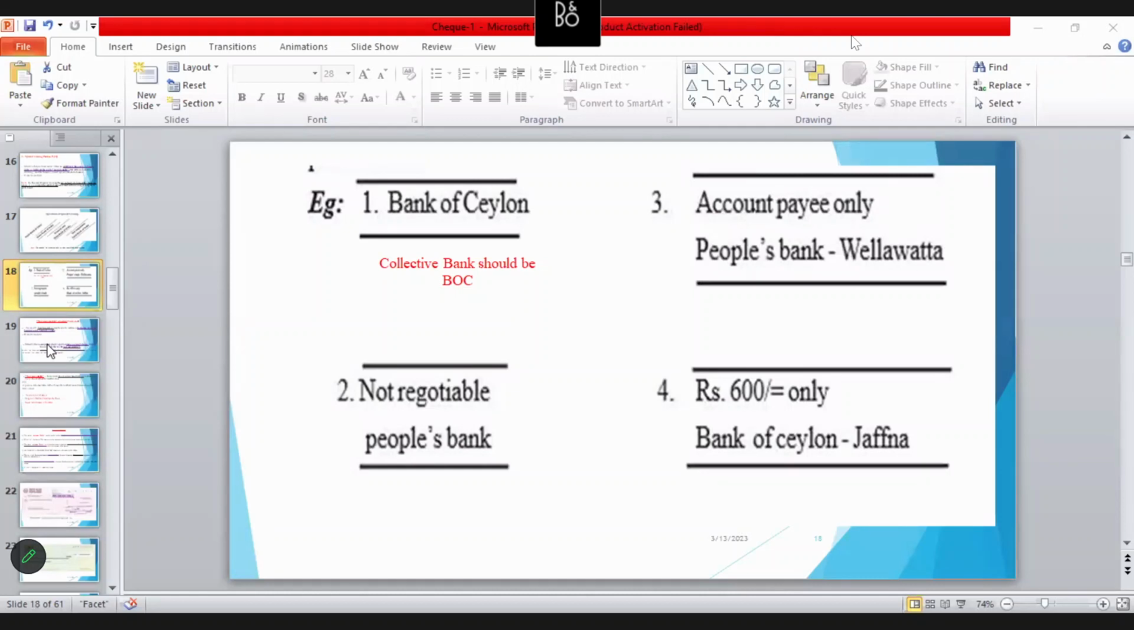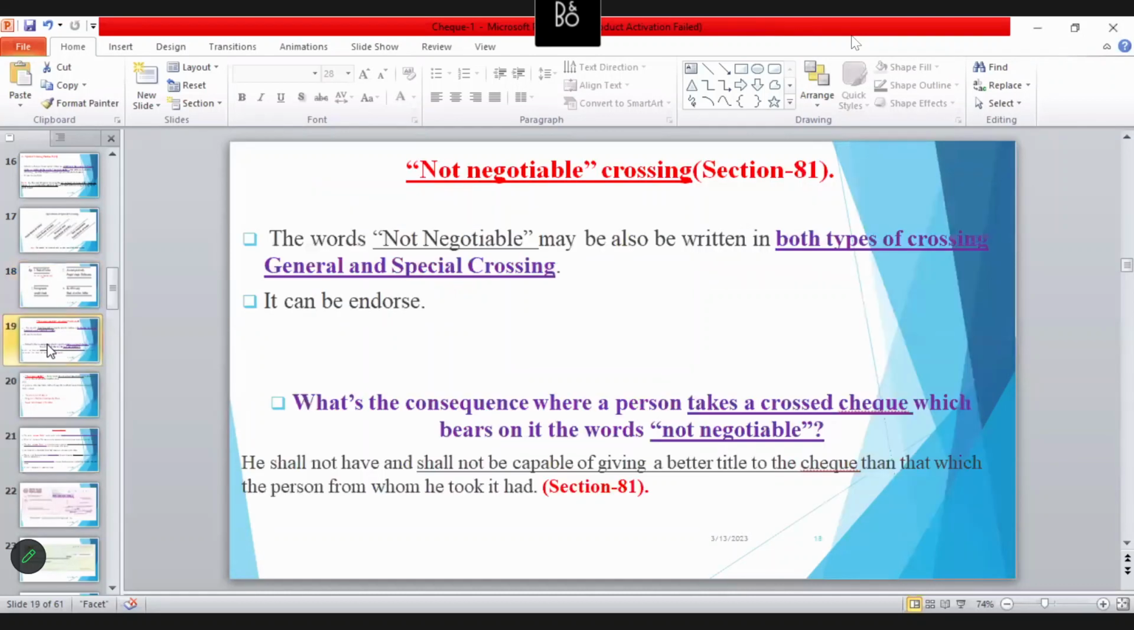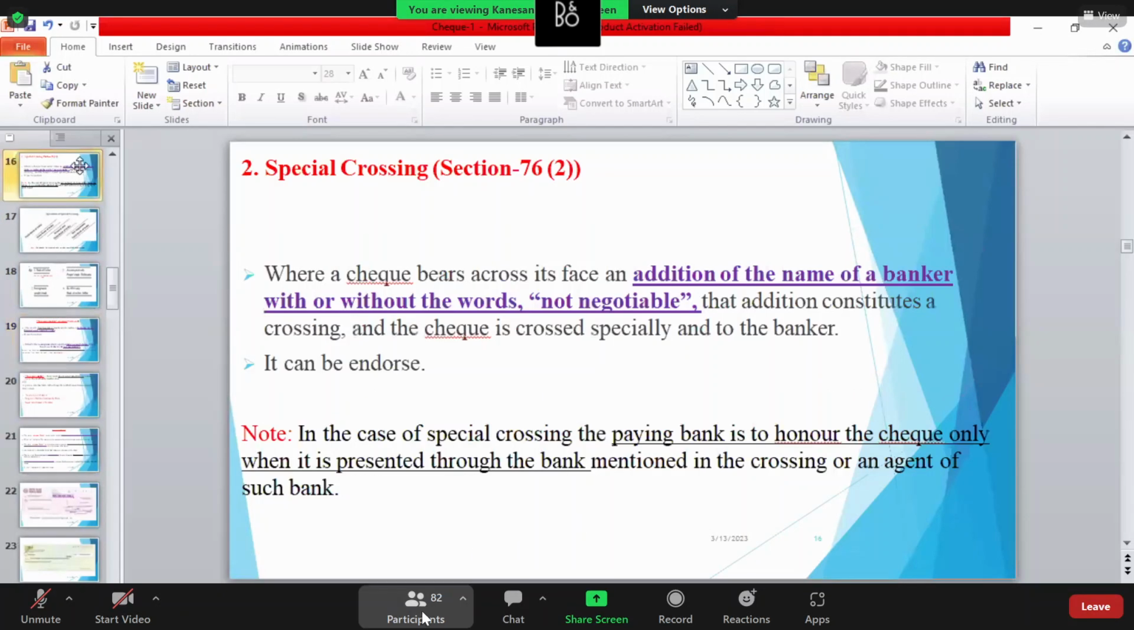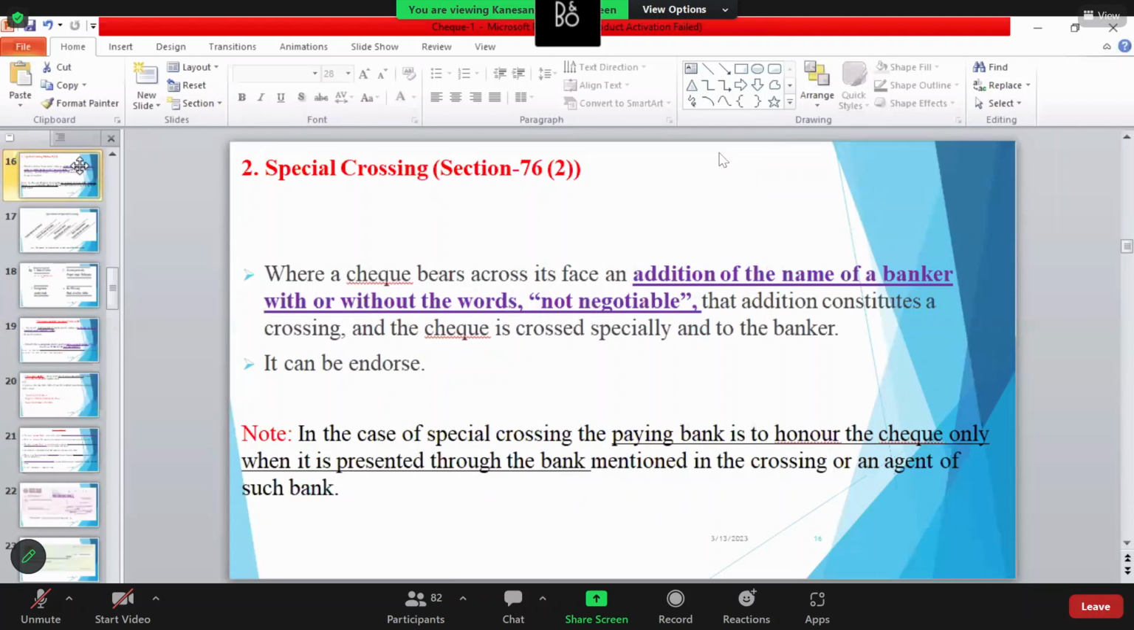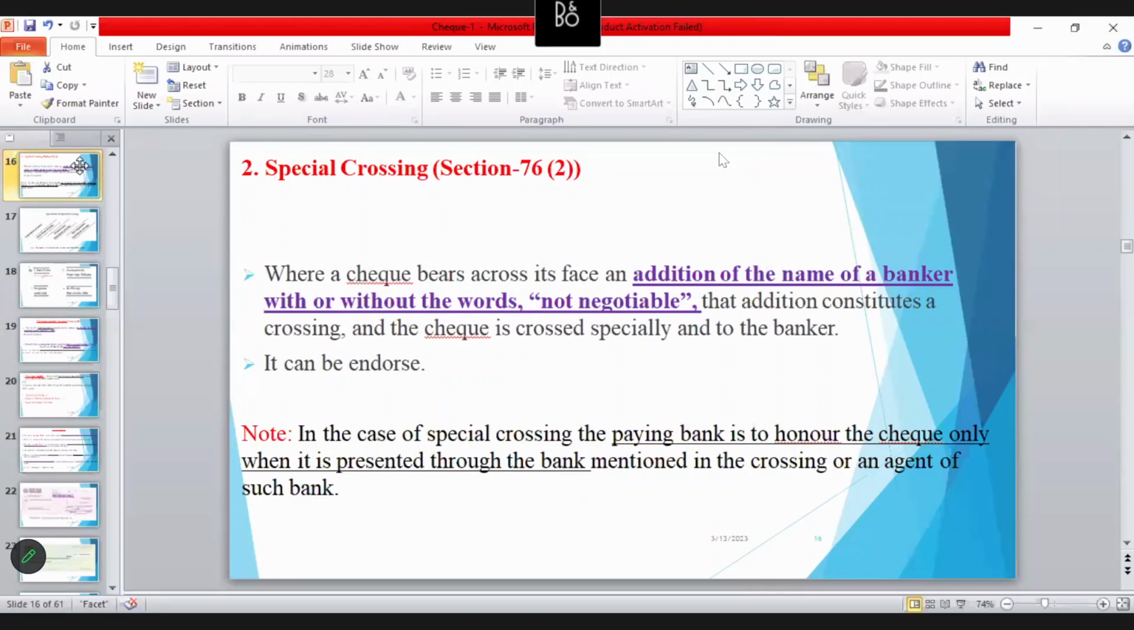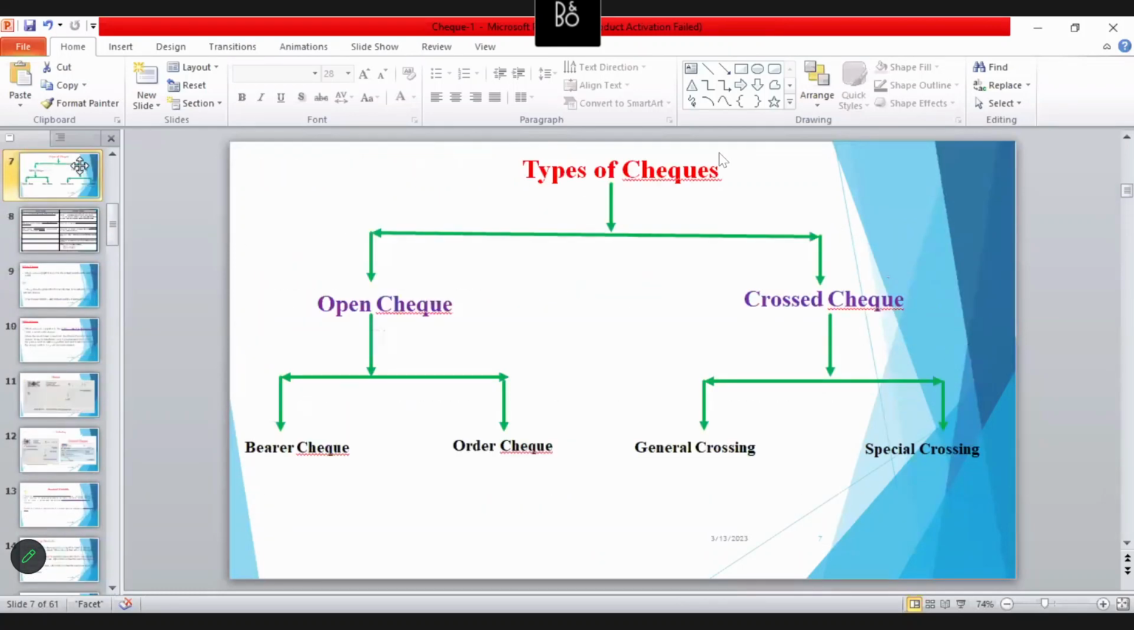I stopped at slide number 18, right? So we will move on to the next topic, not negotiable crossing. As I explained yesterday regarding the types of check, there are two types of check. One is open check and the other one is cross check. Very good. And open check is divided into two.